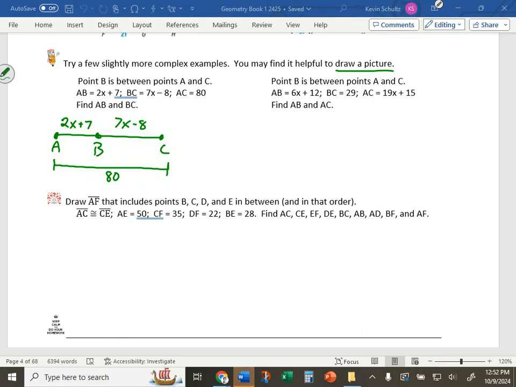Using the segment addition postulate, what is an equation, and we're talking about algebra here, because algebra is all about equations, what is an equation we can set up that will allow us to solve for x and ultimately get the measure of AB and BC?